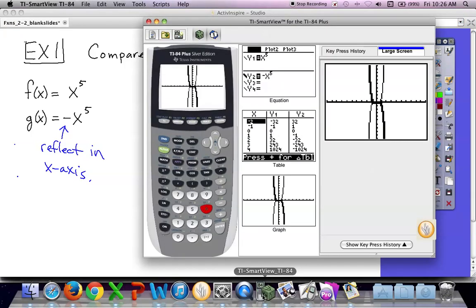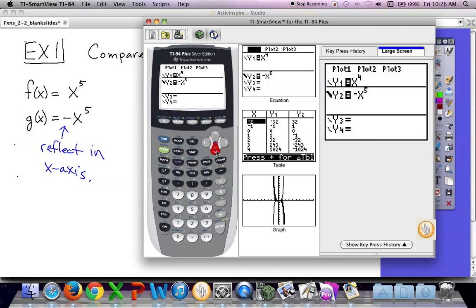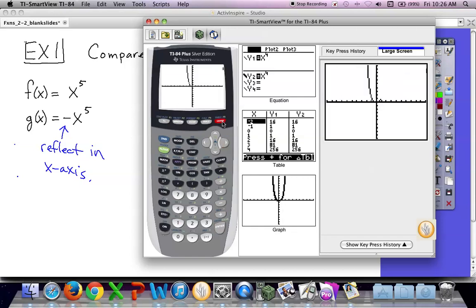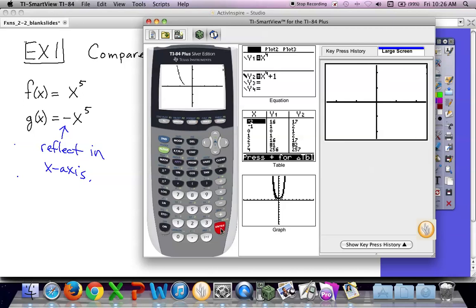So again, we could look at that by doing y equals x to the fourth. And then I'll go down here and delete the fourth, and then I go out plus 1. So there's the x to the fourth, and there's the plus 1. Let's look at that. There's the x to the fourth, there's the plus 1. It just moves it up 1.